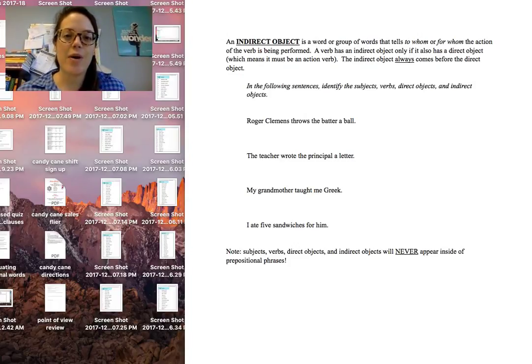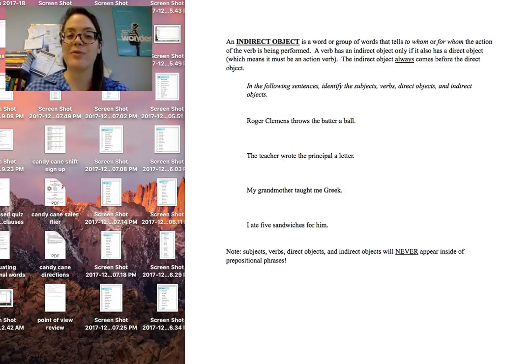Hey guys, so I want to talk about indirect objects. All right, we've talked about direct objects, but there are also indirect objects. Now, an indirect object is a word or group of words that tells to whom or for whom the action of the verb is being performed.